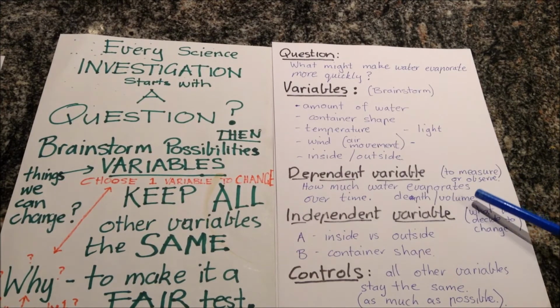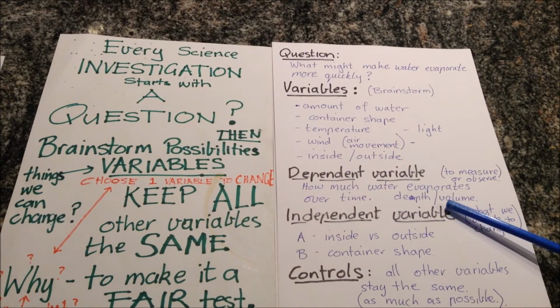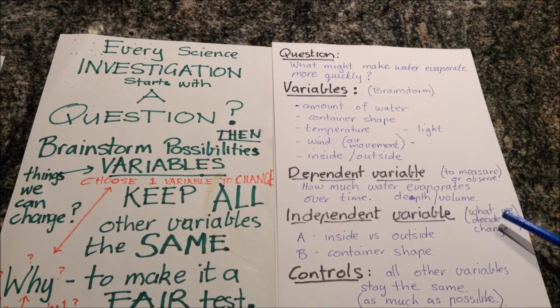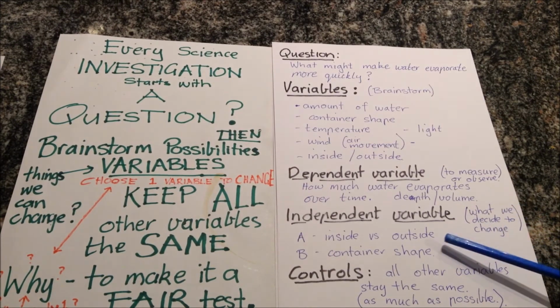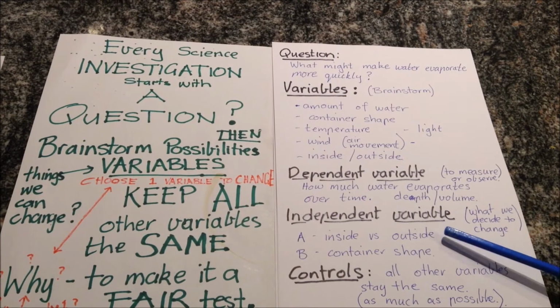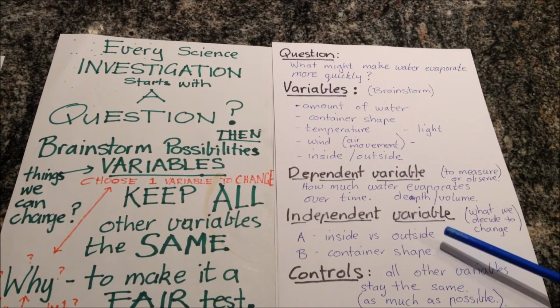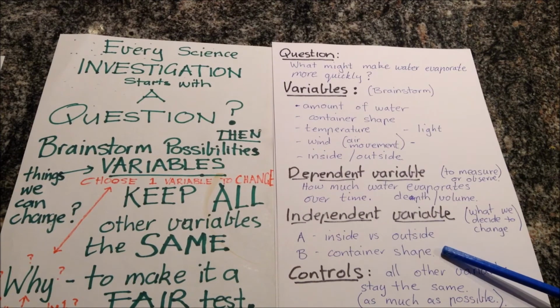The dependent variable, the things that we want to measure and to observe, is how much water evaporates over time, and we could probably measure that by the depth or the volume of the water in the containers. Now, the independent variable is what we decide to change, and the ones that I chose are inside and outside. That's the A one. And the B one, I'd also like to investigate whether the container shape makes a difference. But those are two separate investigations.